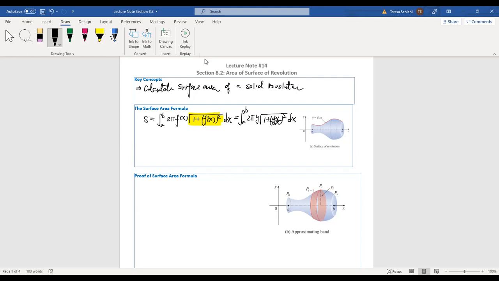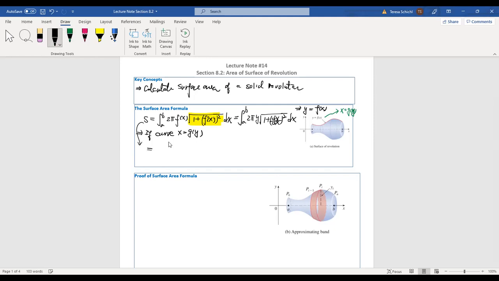We said the function y is equal to f of x. In the same way, if you want to rewrite the curve as x equals g of y, then the surface area is found similarly. Since we wrote y equals f of x, you can say, I want to rewrite this as x equals g of y. Then the same surface area.